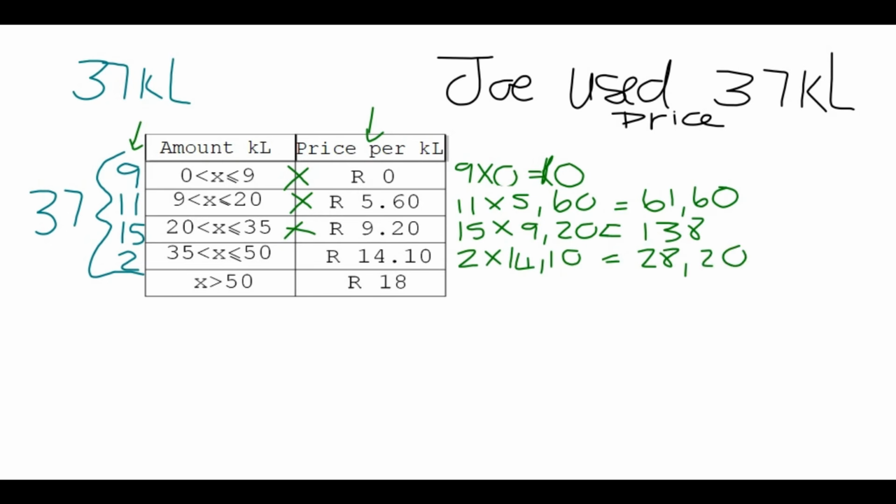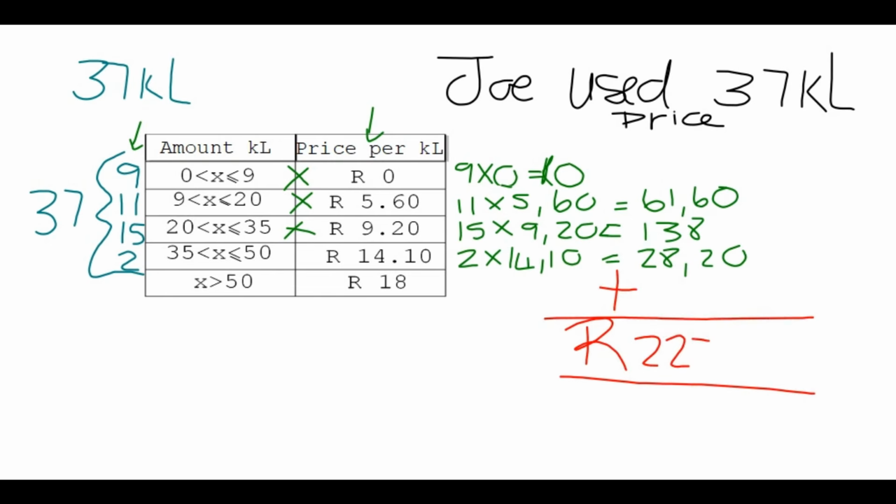Alright, so this is your second step then. Let's go and write down the price then in each category. Finally, what you're going to do is you are going to add all of these prices for each category that you've used, because you want the total amount that you spent. We see that's 227 rand 80 cents.